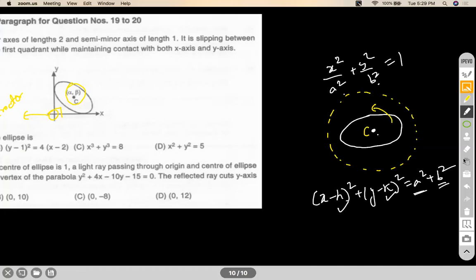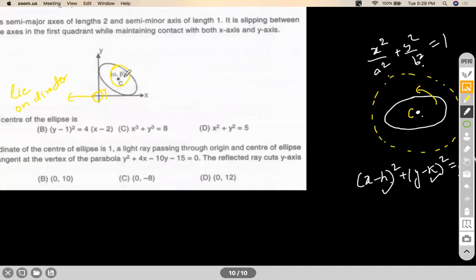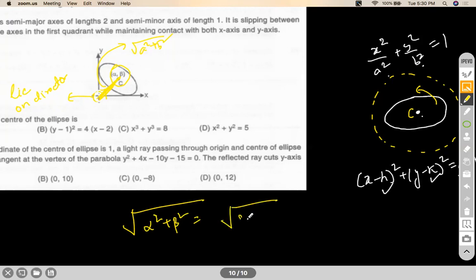Now, if you see here, in this case our center is changing. But we know for a fact that this point always lies on the director circle. So wherever the center is, the distance of the center from (alpha, beta) must always be under root of a square plus b square. So the square root of alpha square plus beta square should equal the square root of a square plus b square, which in this case is 2 square and 1 square respectively. So alpha square plus beta square has to be 5. If you generalize this, the locus of the center has to be option D.